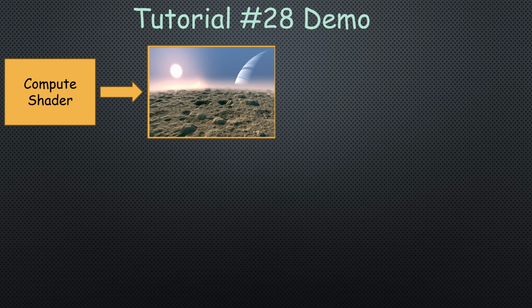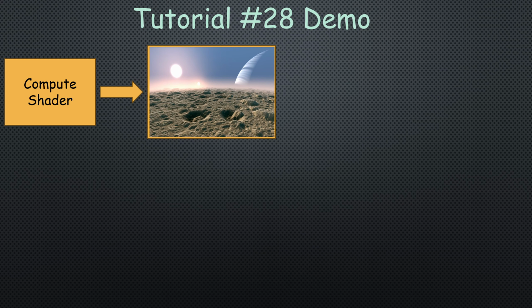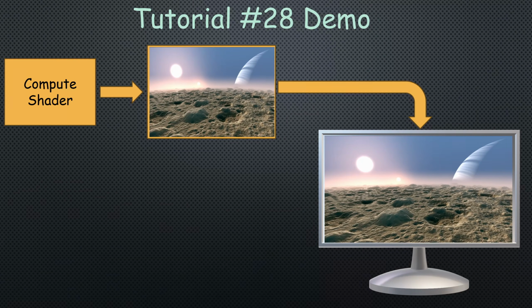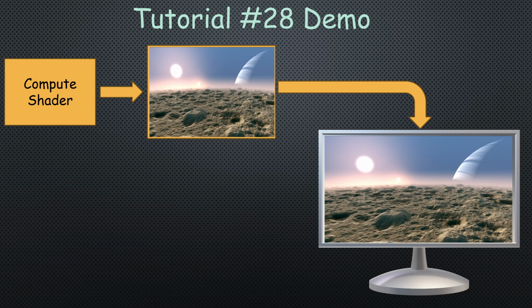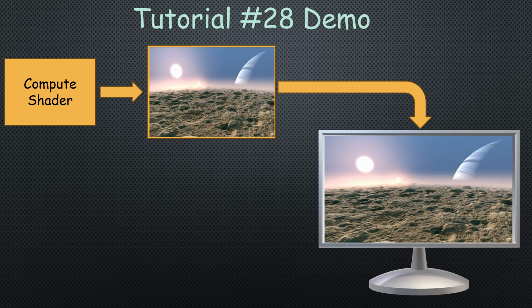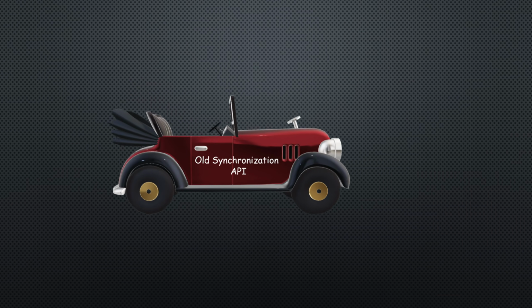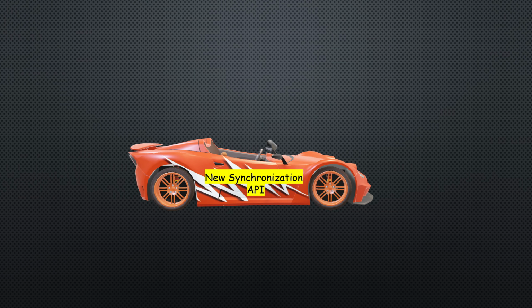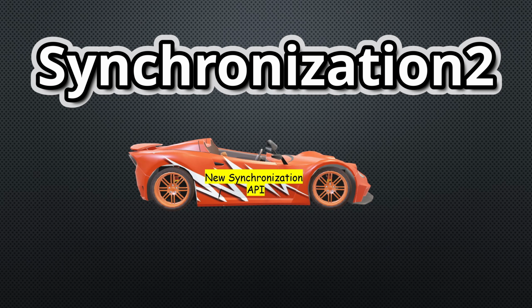For example, in tutorial 28, we had a compute shader generate an image, and then a fragment shader was used to copy the image to the frame buffer to be displayed in the window. However, this synchronization API is now a bit too old, so the powers that be decided to replace it with the new API with a very creative name, Synchronization2.